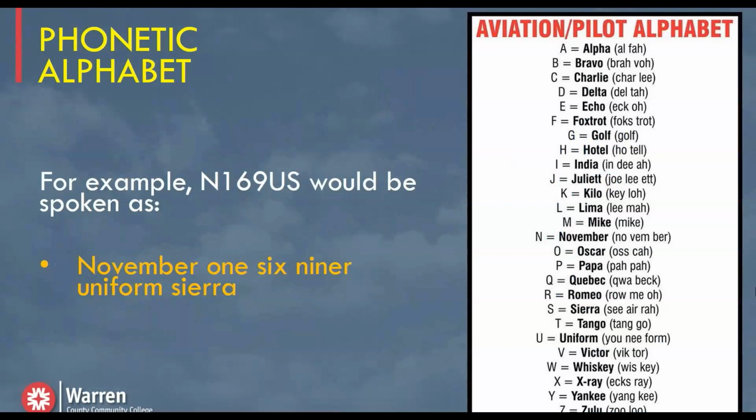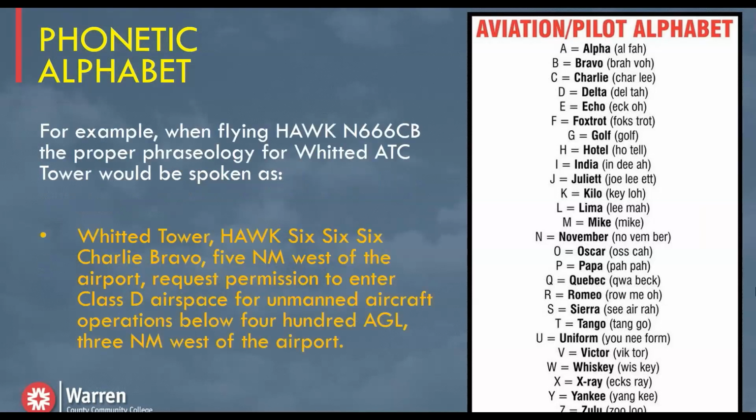So this might be, I remember this one from my own Part 107 test. N169US would be spoken as November 169 or Uniform Sierra. So this was a question on my test, and I remember it. This was my favorite question on the test. I did not see this on any of my recurrent tests, but for example, when flying Hawk N666CB, the proper phraseology for Whitted Air Traffic Control Tower would be spoken as, and this was a question.